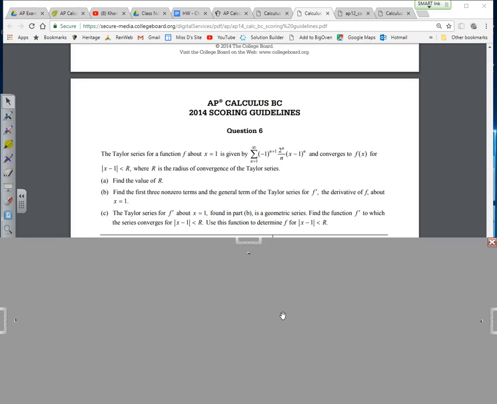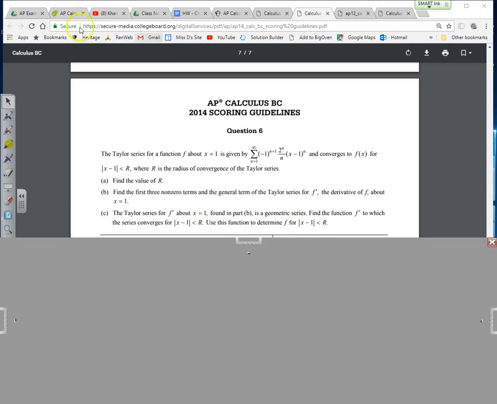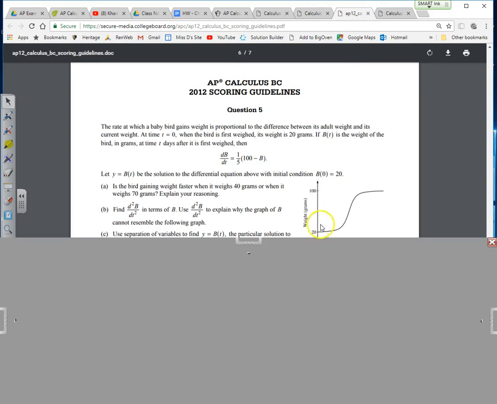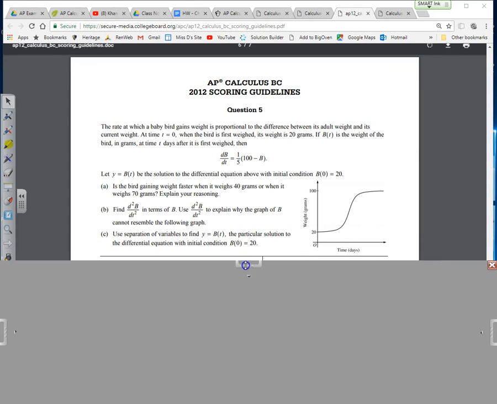You have that whole radius of convergence down here that you're supposed to play around with. There's a lot going on in that FRQ. There's also this one with the baby bird. It's technically a CalcAB one.